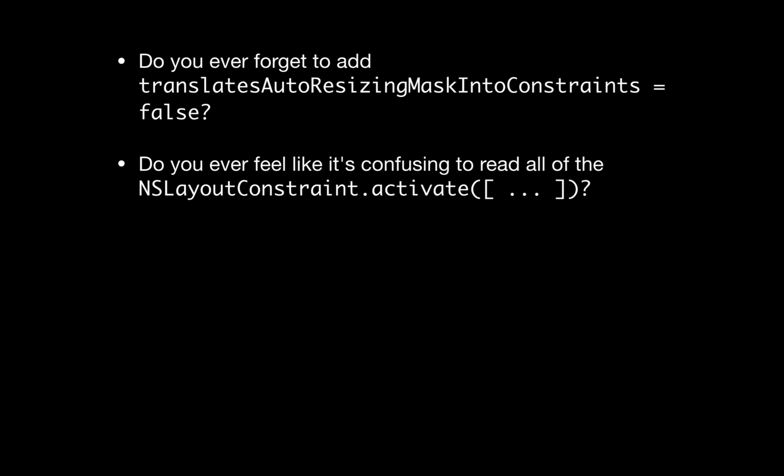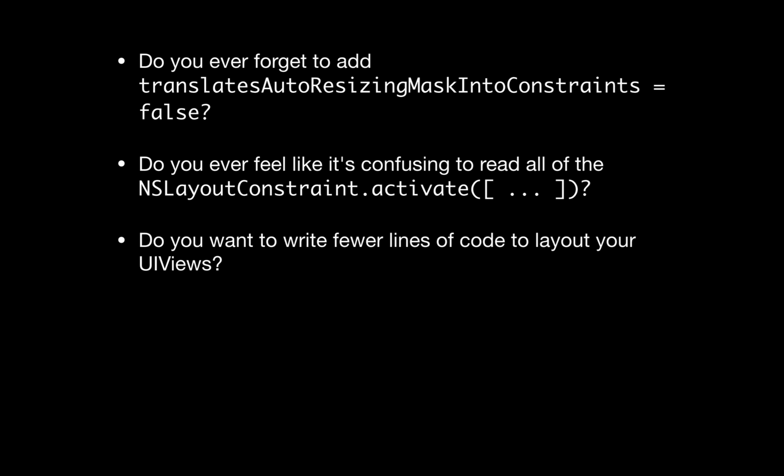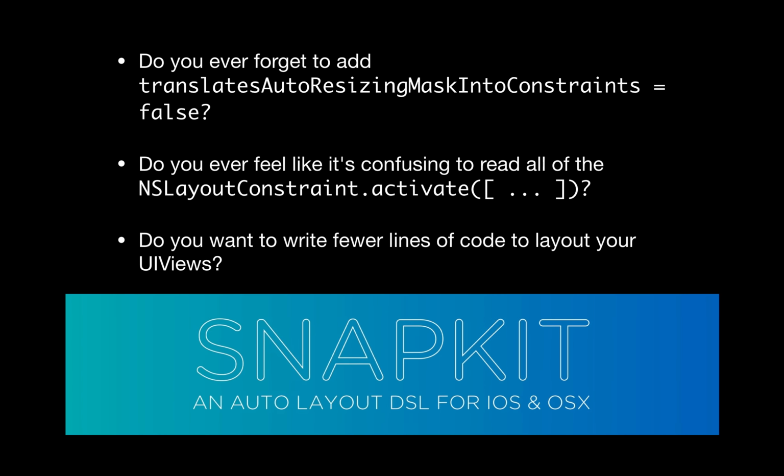Do you ever feel like it's very confusing to read all the NSLayoutConstraint.activate, blah, blah, blah, top anchor, bottom anchor, leading anchor, constant, whatever? Does anyone agree? This kind of sucks? Yeah. Okay, same. Do you ever want to write fewer lines of code to lay out your UI views? Yes. All right. So, introducing SnapKit. SnapKit is a way to do auto layout that is 100% easier to use and really takes the headache out of using auto layout. So, I'll show you an example.